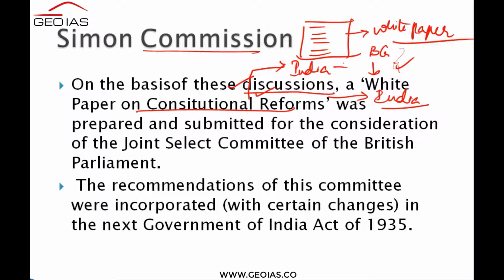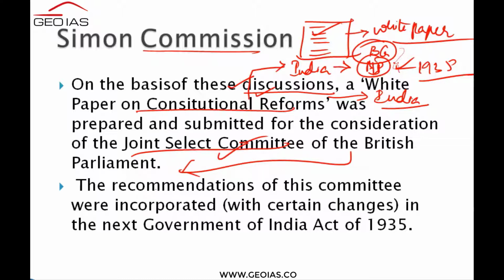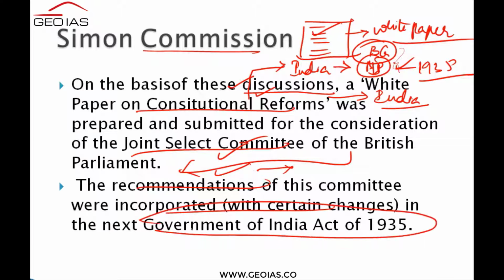For that, the British Parliament has to pass an act called the Act of 1935. So this report, which was the white paper of the constitutional reforms, was given to the Joint Select Committee of the British Parliament, and they approved it. And most of the recommendations of this report were incorporated in the Government of India Act 1935. So this is the largest act made by the British Parliament for India, and many of the provisions of this act were taken into our original Indian Constitution also. This is the background related to the Simon Commission.